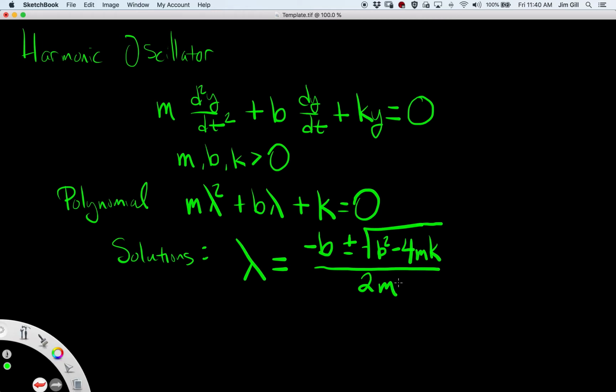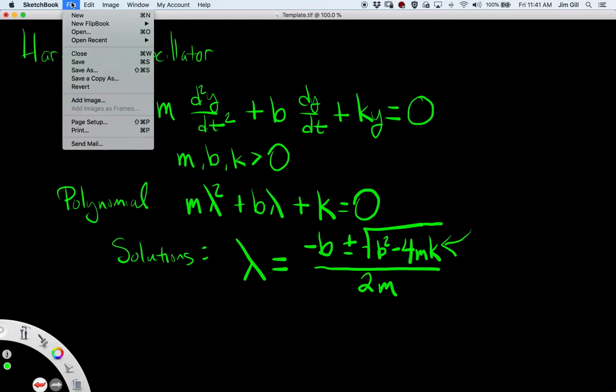Okay. So now we're going to discuss what happens depending on the different possibilities for what we get out of this. Now recall, all of the coefficients are positive. So what determines what happens here is what we call the discriminant, right? Whether b squared minus 4mk is positive or negative. So let me reset with the next slide, and we'll just talk about the different possibilities.